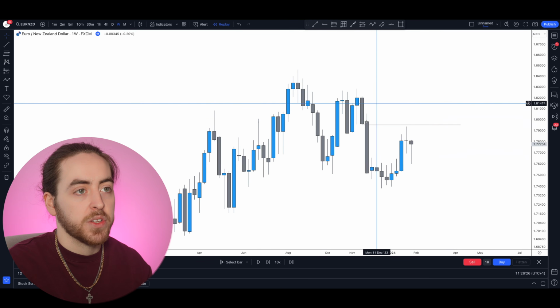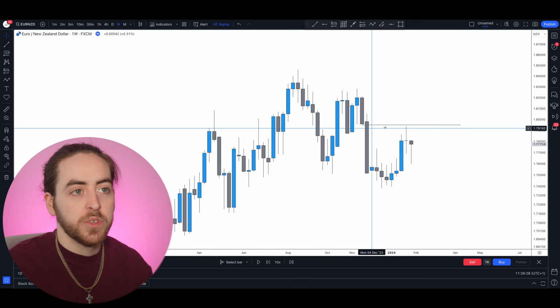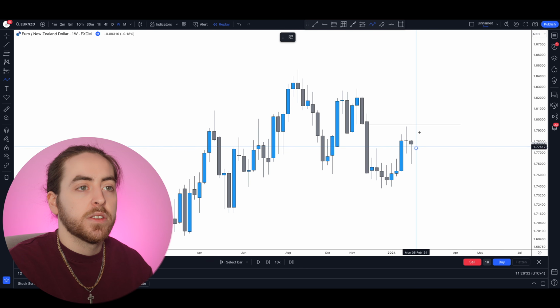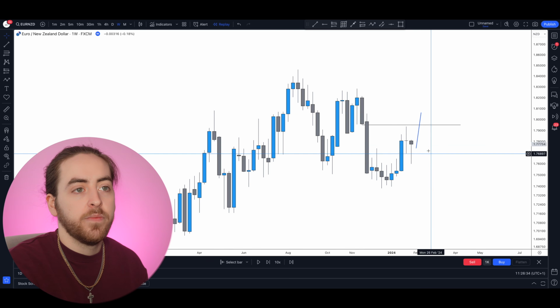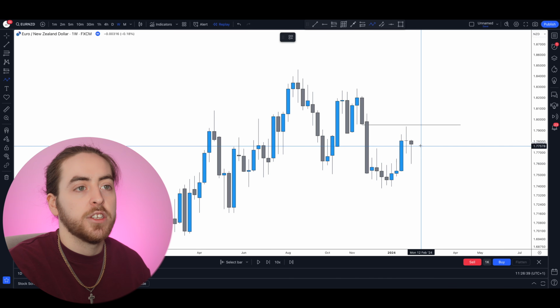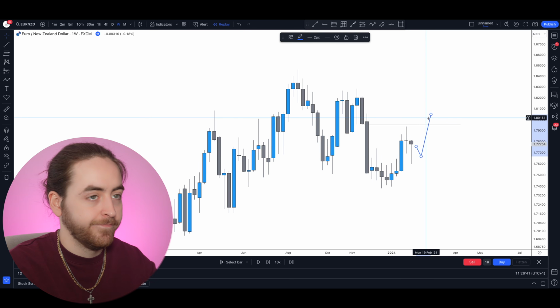So we have this supply zone here with a small imbalance, which simply means that the market hasn't retested this yet. So I would expect this to act as a magnet for price. So we could say before the market sells, it's likely that it actually makes a push up into here.